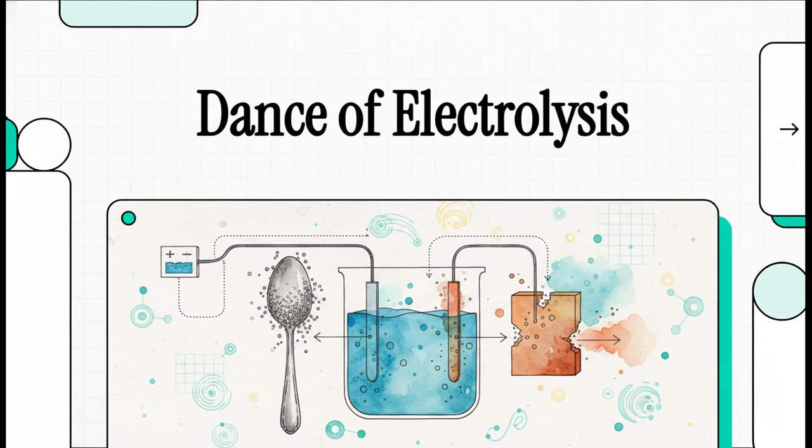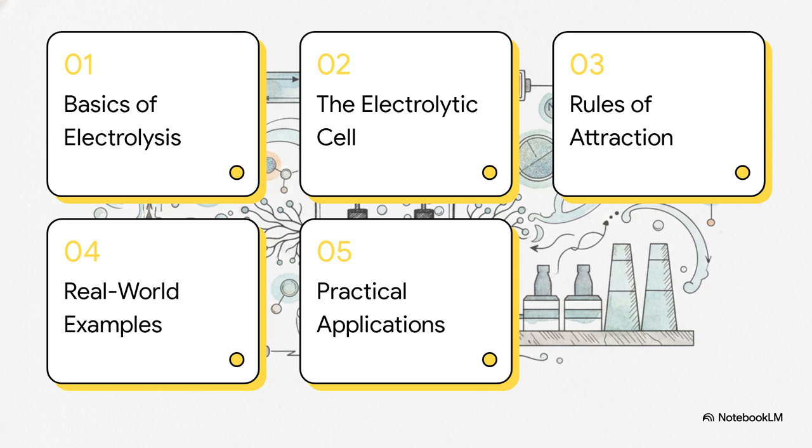In this explainer, we're mapping out exactly how this whole process works, breaking it down structurally so you can actually visualize the science happening right in front of you. Okay, let's dive into this. Here's our agenda for today. We'll start with the basics of electrolysis, then we'll look inside the electrolytic cell, cover the rules of attraction, check out some real-world electrolysis examples, and wrap up with practical applications of electrolysis.